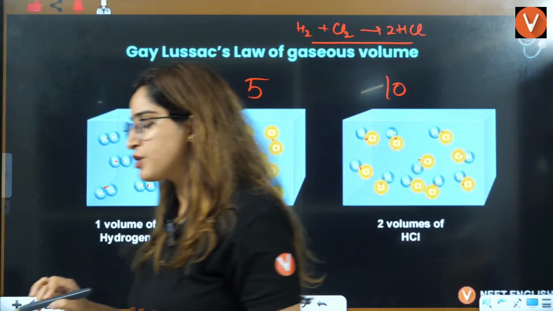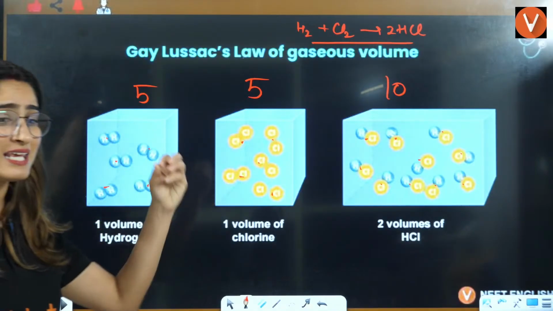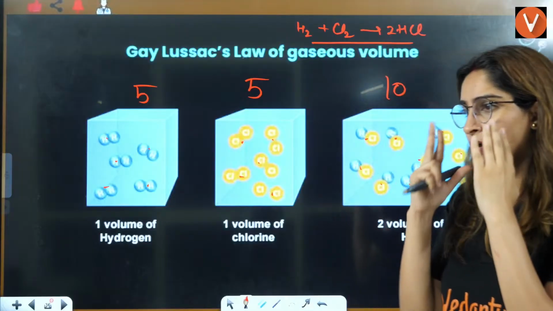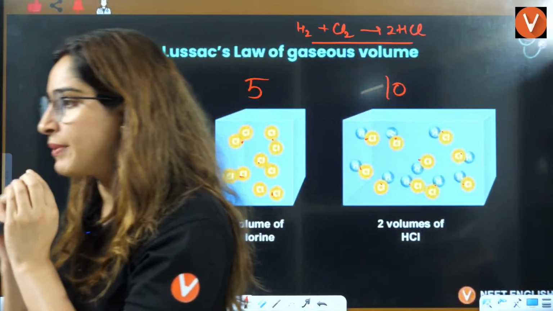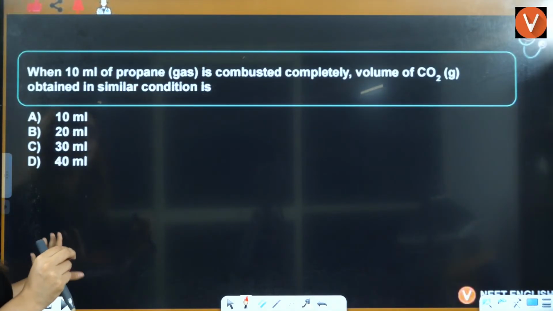Okay? Understood everybody? Understood everyone or not? What is Gay-Lussac's law? You can see from the diagram what is happening inside the beaker. Okay, what is exactly happening inside the beaker? Right, students?